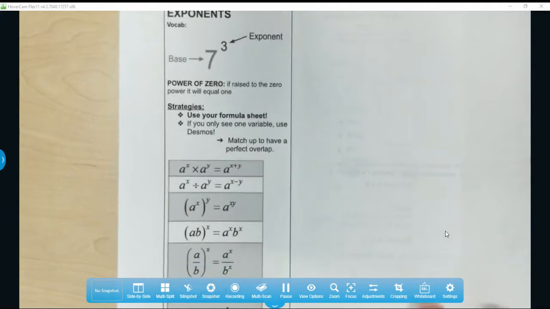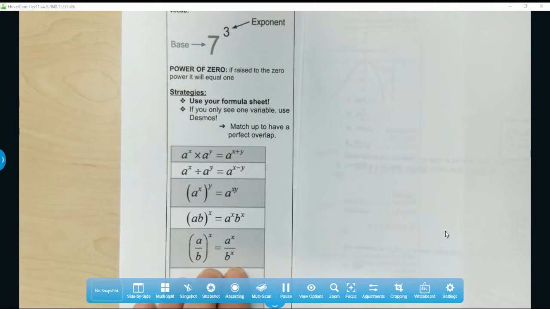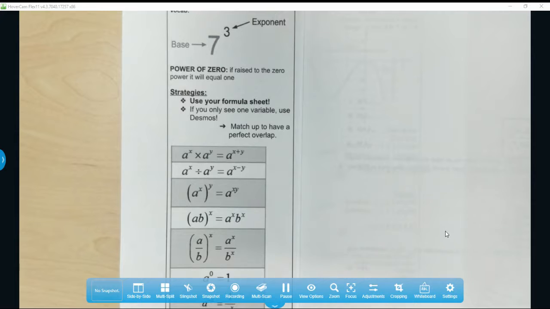Something that you need to remember is that you can use your formula sheet. On your formula sheet, this is actually pulled off of it. I don't believe the 0 is on there, but these other ones are. Use your formula sheet because it does go through and tell you what the rules are.